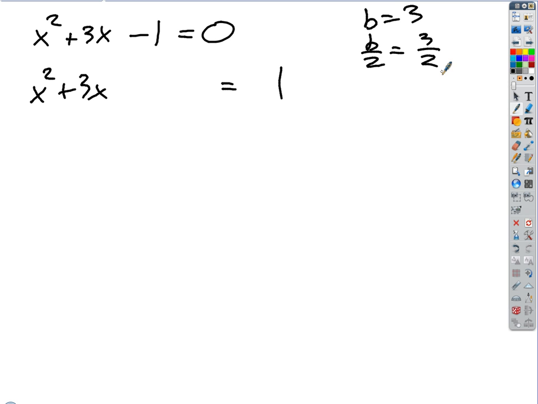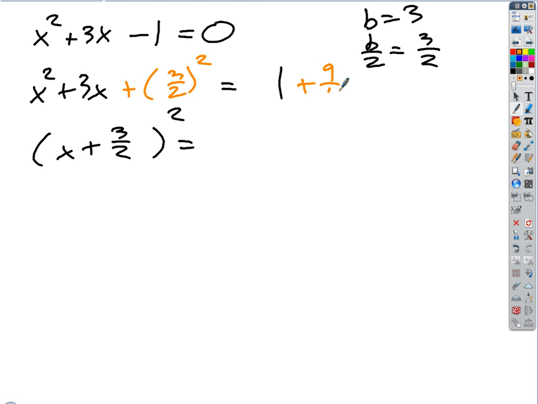Okay, so then we're going to end up with the perfect square trinomial. What squared? X plus 3 halves. Good. X plus 3 halves quantity squared. Now to get that, we have to add what? 3 halves squared, right? Which is what? 9/4.